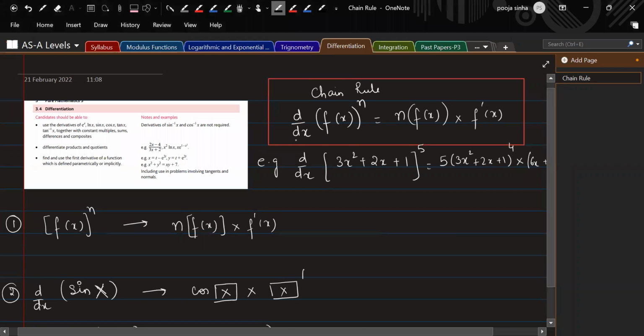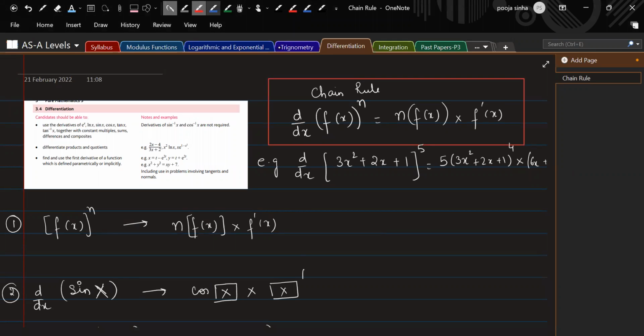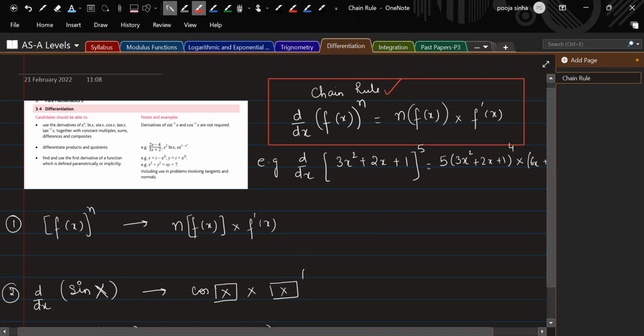I'll just repeat the whole thing quickly. So we have this chain rule, which we learned last year, which was d by dx of f(x) raised to power n. As per chain rule, we apply the differentiation. So n comes down, f of x, and this becomes n minus 1. And then you also differentiate whatever is inside this. So isko bhi alag se differentiate karna padta tha. That was chain rule, right?